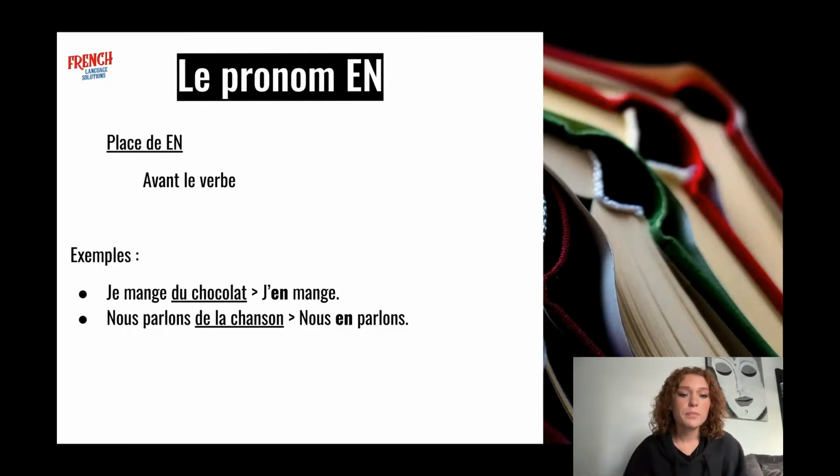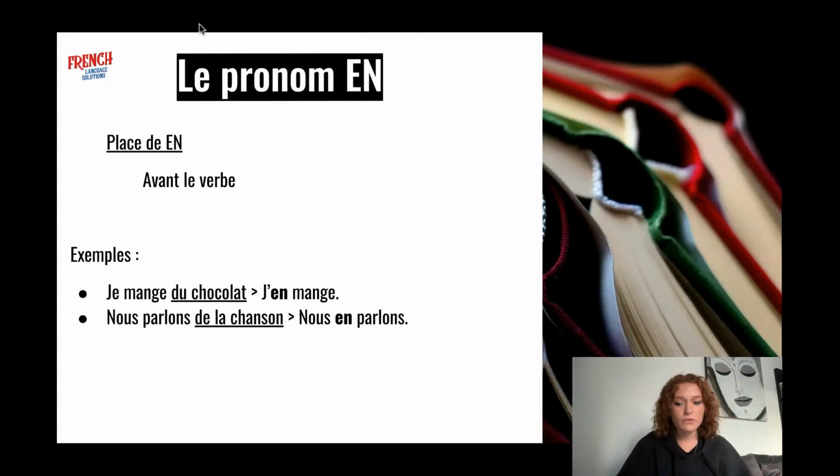Another one. Nous parlons de la chanson. We talk about the song. De means of or about. So here, we talk about the song. My group of nouns starts with de la. It's the same as some. So here, de la, okay, I have my noun that follows. I can take all of that group of nouns, replace it by en that I put before my verb. Nous parlons de la chanson. Nous en parlons. And don't hesitate, if you have your pronoun, then the en, to link it, because en starts with a vowel. J'en mange, nous en parlons. That is pretty much it for the en.